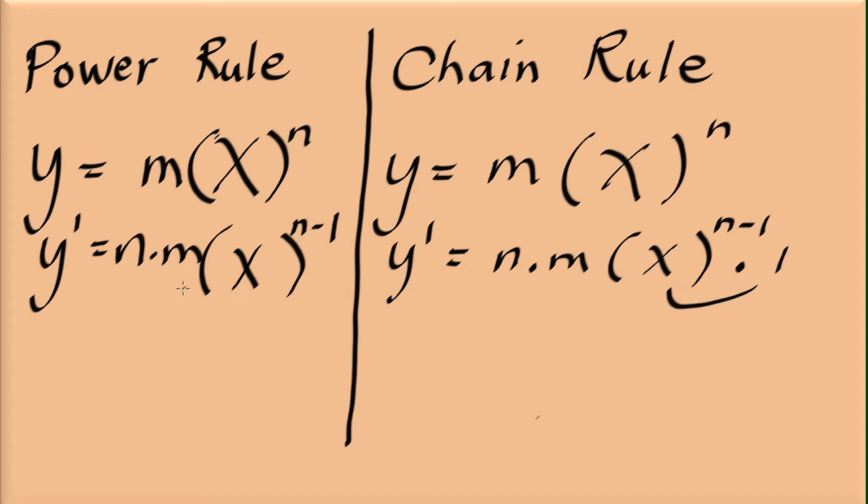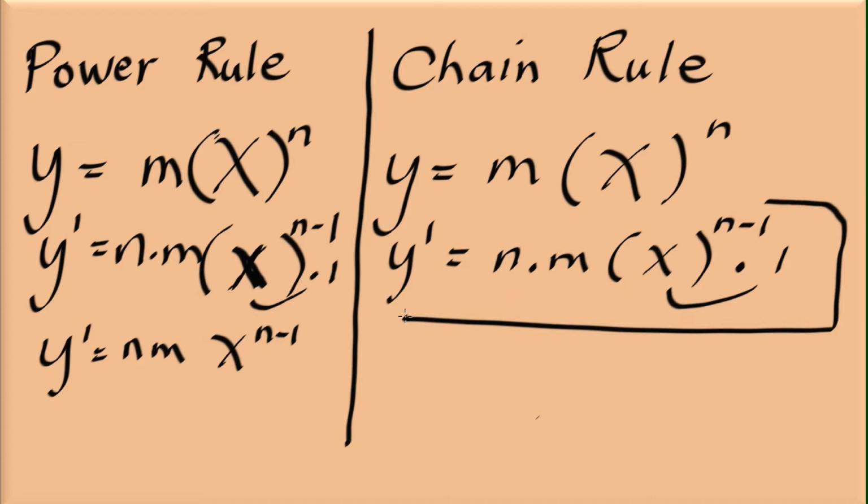Now, the reason why we're only using power rule whenever we have a plain x as our base is because the derivative of that x is just 1 anyway. So even if you multiply it by 1, you're still going to get that same nm x to the n minus 1. But this is the generalized power rule, so we're going to call it the chain rule. It's like a chain. All right, so let's get to the point.